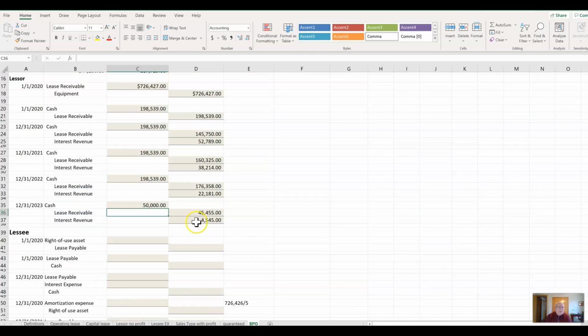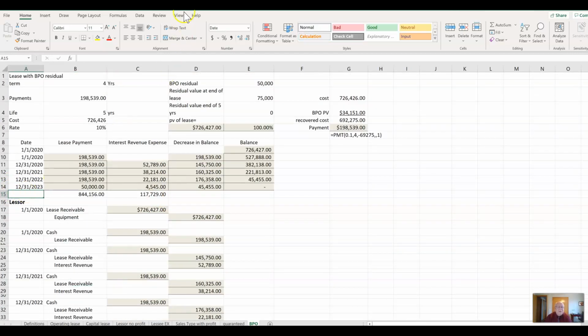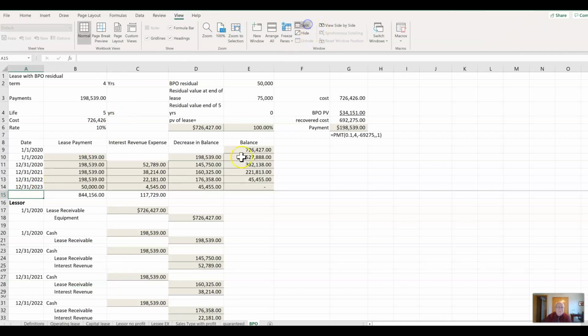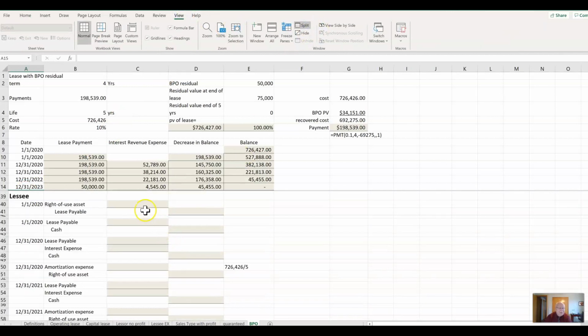Okay. For the lessee, I'm going to do something here. Let's go to view, and I'm going to split the screen so I don't have to go back and forth. The right to use asset is the 726. So this is the same we had been doing. Lease payment is for the first cash payment. That decreases the amount of the lease. This one is your cash payment. And then in the year, the lease payable is 145. Interest expense is 52,789, and the cash is 198.